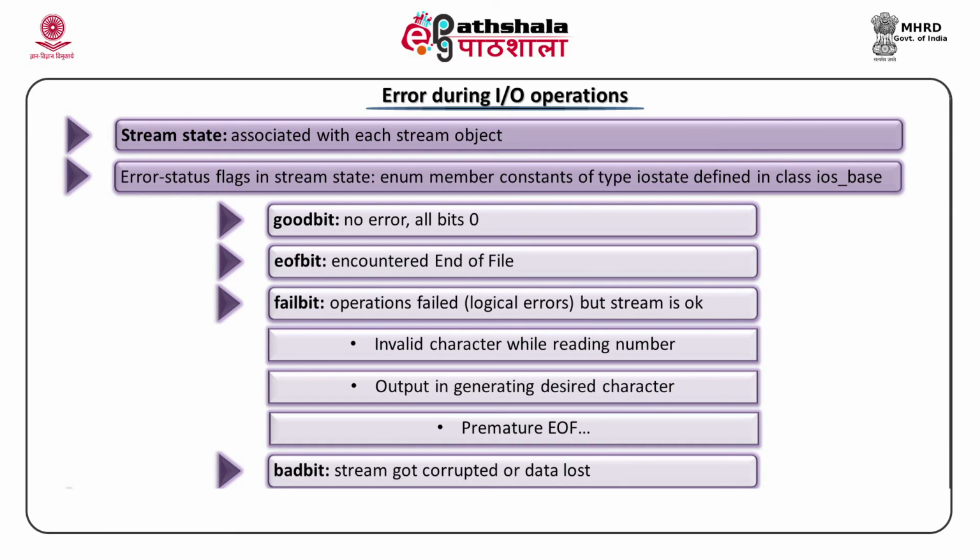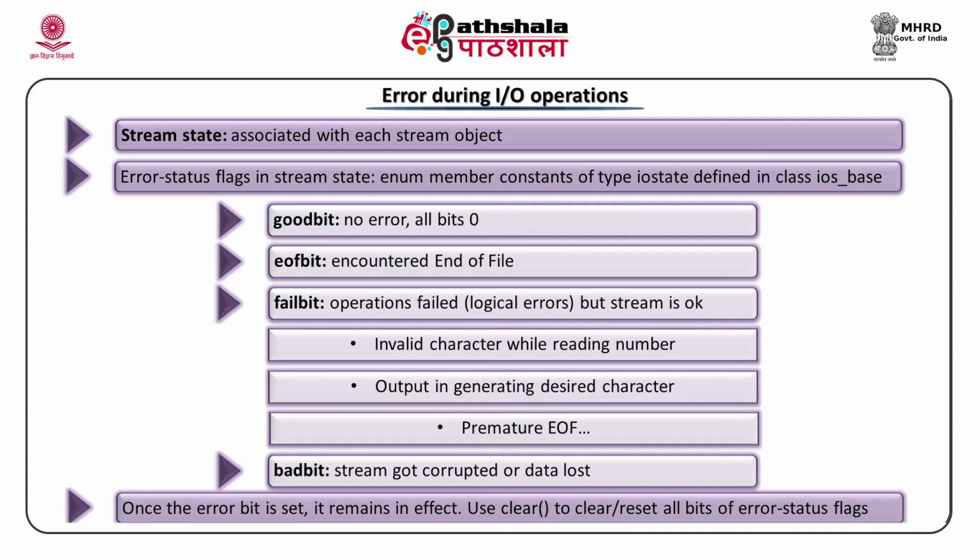Eofbit will be set when it encounters end of file, when we are taking the input from the keyboard, maybe Control Z. Then failbit will be set whenever there are some logical errors while input or output operations. For example, I have said to read the number, but I have entered all characters which cannot be converted into number. Then in this case it will say fail. Sometimes it may be premature end of file, that means I am reading but end of file has already occurred. So, failbit may be set during such cases. Badbit will be set not due to logical error, but due to some hardware error. Maybe the data is corrupted or lost. So, in this case the stream is not okay, whereas in case of failbit the stream is okay.